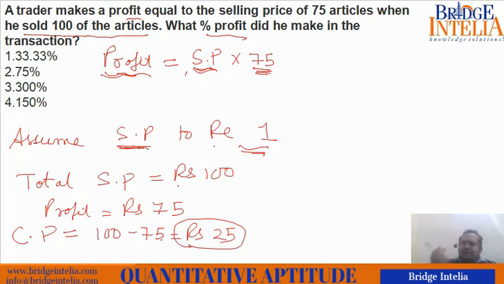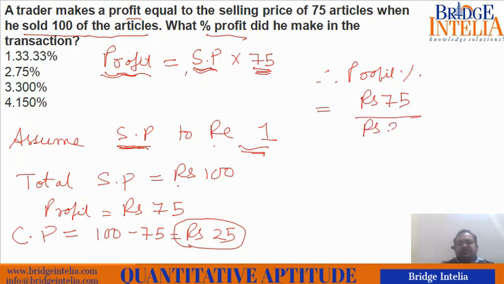So you invested rupees 25, you sell that object for rupees 100, so the extra 75 rupees becomes your profit. So what is the profit percentage? Profit percentage is equal to profit earned, 75, over your investment of rupees 25. So this is how you will calculate your profit percentage. It comes out to be 300%.